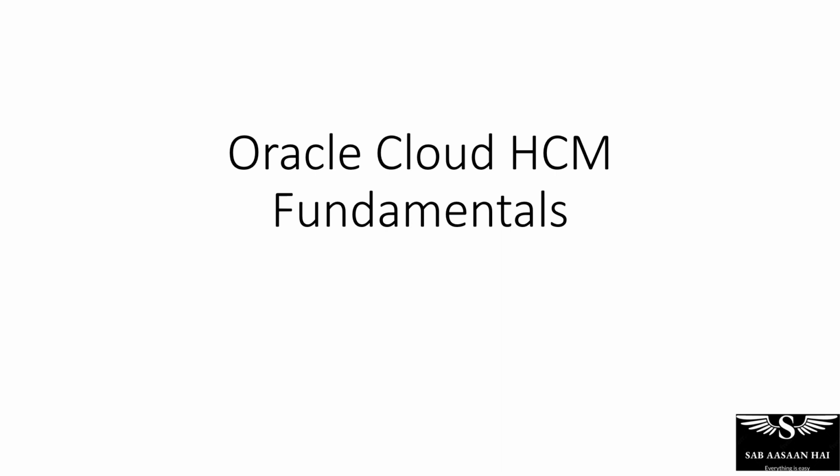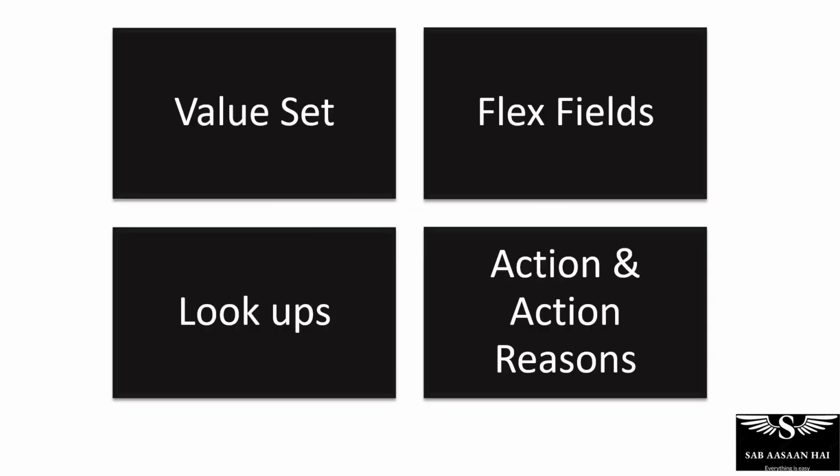In this complete series, I have divided it into three parts. First we are going to learn about the value set, second we are going to learn about the flex fields, and third we are going to learn about the lookups and the action reasons, extensions. Since this is going to be a lengthy one, I have divided it into three parts. Part one covers value sets, part two covers flex fields, whereas part three covers both lookups and the action reasons.